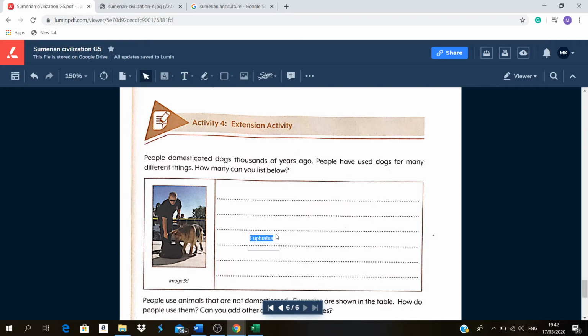Why do people use dogs? We use dogs for what? Number 1, for guarding, right? For hunting, right? People usually use dogs for hunting, as nowadays here in the UAE they also use falcons for hunting.